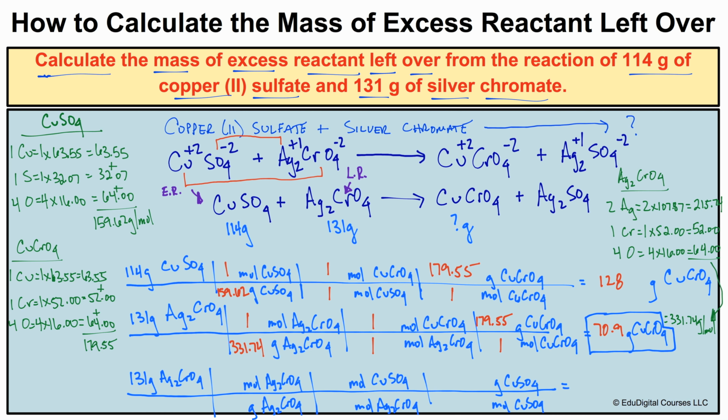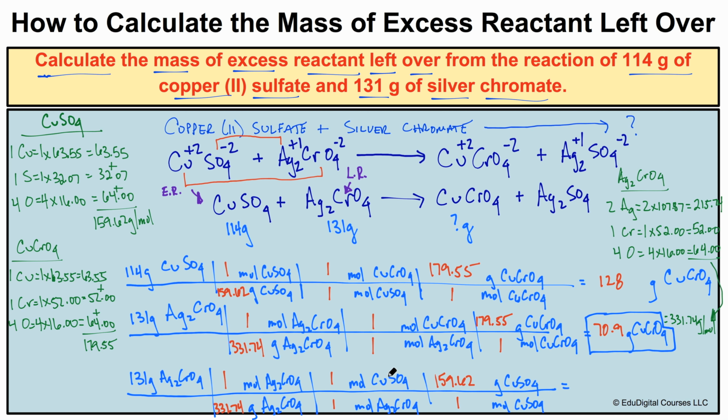So what goes in these empty spaces? Well, once again, because the chemical equation is already balanced, the mole ratio here is going to be 1 to 1. There's 1 mole of copper 2 sulfate consumed for every 1 mole of silver chromate that it's reacting with. So what is the molar mass of our silver chromate? We figured that out up here in this step. We said it was 331.74. What is the molar mass of copper 2 sulfate? We figured that out up here. It's 159.62.